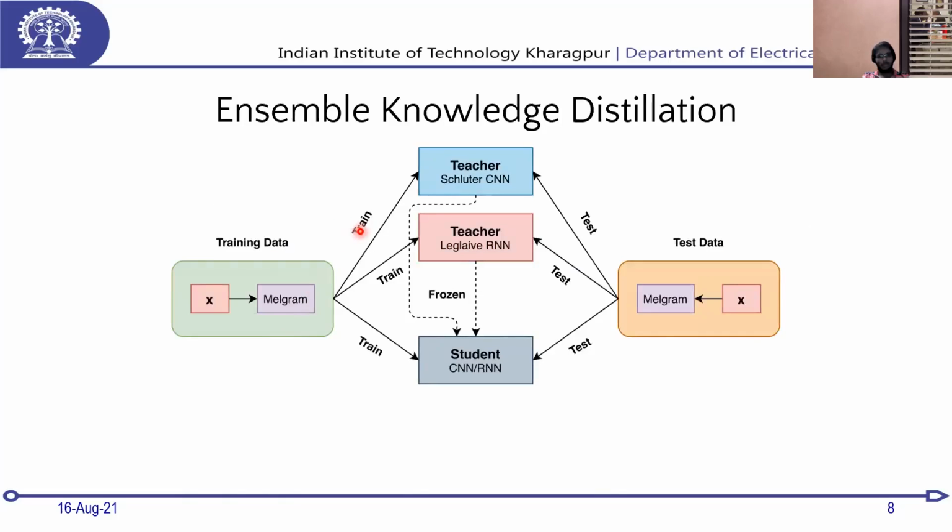Following ensemble knowledge distillation as proposed by Hinton et al., here we use the Schlüter CNN and Leglaive RNN as two teachers to train a smaller student CNN or RNN model. Here the softmax probabilities of the two teachers are combined by either their arithmetic or geometric mean, and the student receives additional supervision from these two teachers along with the usual cross entropy loss.